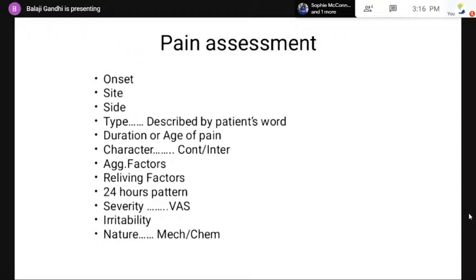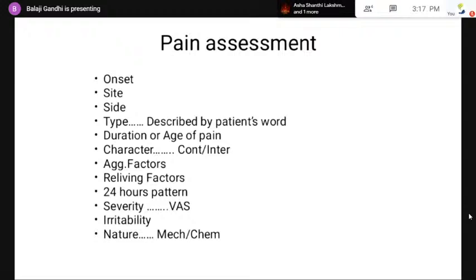So, the onset of the pain, whether it is sudden or gradual. Sudden means, if there is any fall, the patient develops the pain because of the fall. That is a sudden onset. If it is gradual, without any fall or accident, without any trauma, the pain starts gradually, okay, that is what onset is. So we can ask the patient about the onset of the pain.